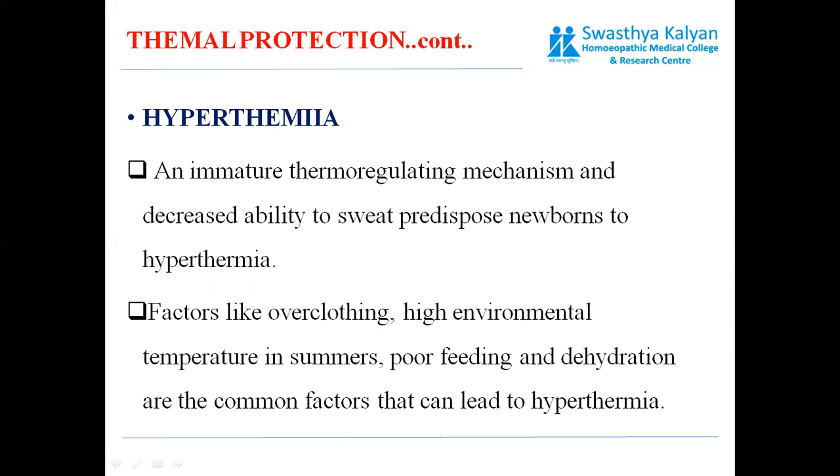Many times we have seen that the mother makes the child wear many clothes. With overclothing, the child has worn an inner, then a t-shirt, then a jacket. So factors like overclothing the baby, a very high environmental temperature especially in the summers, the baby not feeding properly, or dehydration, all these factors can lead to hyperthermia.